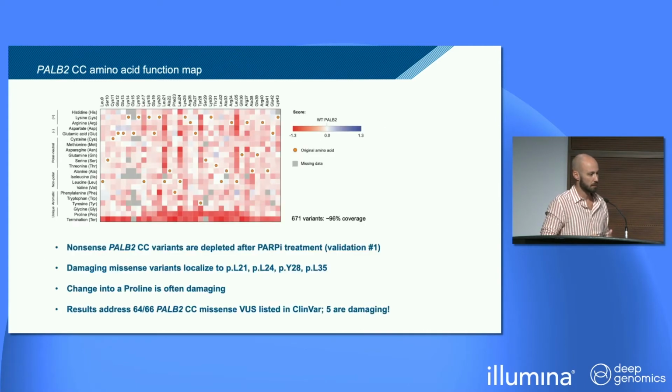Looking at the results for this coiled coil region, it looks as follows. In the bottom row, you see all of the nonsense variants, and they are all nicely depleted after PARP inhibitor treatment. That's a first validation that our assay is working quite nicely. We furthermore see that damaging missense variants localize to several leucines, 21, 24, 35, but also tyrosine 28. And we see that a change into a proline is quite often damaging at multiple sites, which is not surprising because it can really disrupt the structure of a protein, at least locally.